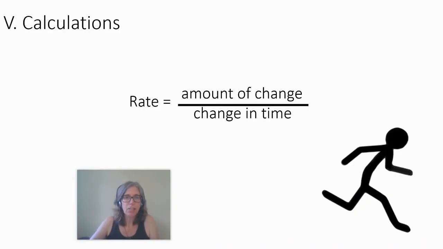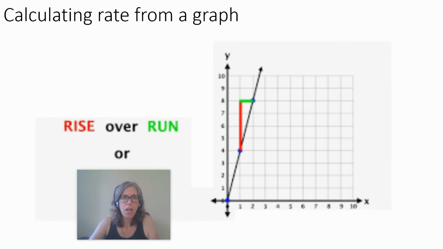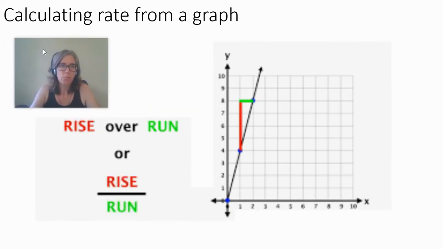All right, calculations. AP very frequently asks you for the rate of something, often from a graph, but sometimes from a data table. So a rate is the amount of change over the amount of time. Calculating it from a graph, you're going to find the slope. So the rate or the slope is the rise over the run.